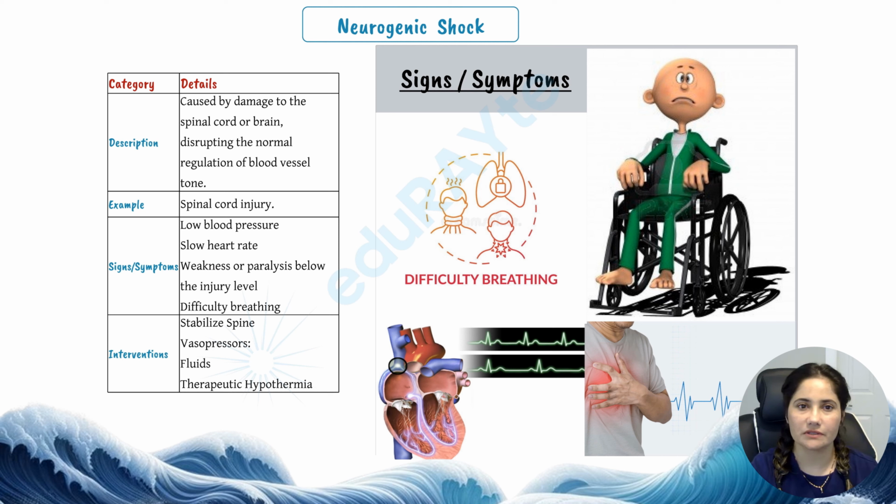Neurogenic shock happens with spinal cord injuries, disrupting blood flow regulation. Imagine losing control over your body's traffic lights. Symptoms include low blood pressure, slow heart rate, weakness or paralysis below the injury level, and difficulty breathing. Stabilizing the spine and careful fluid management are essential.